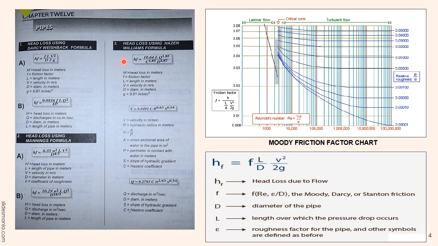There are different ways of solving our major head losses. We have here the Darcy-Weisbach formula, Manning's formula, and the Hazen-Williams formula. But in this topic, we have chosen the Darcy-Weisbach formula, or hf equals the friction factor f times the length over the diameter times the velocity squared over 2g. Or you may also refer to the Moody friction factor chart in getting our f, or you may also use these formulas instead.